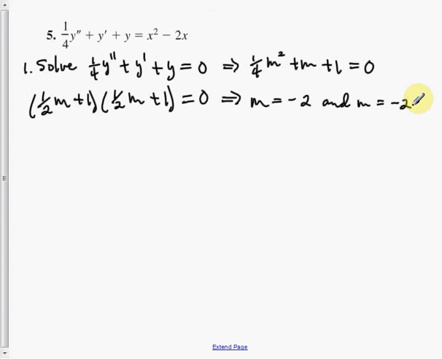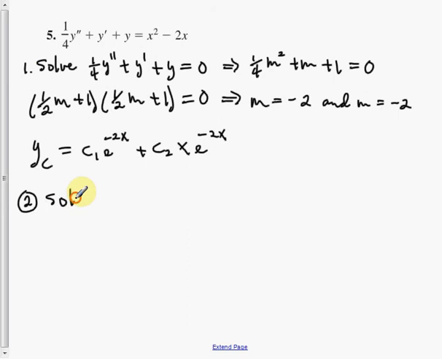Okay, so y sub c is equal to c sub 1 times e to the negative 2x plus c sub 2 times x times e to the negative 2x. So then the second part is we want to solve the non-homogeneous differential equation by using this so-called superposition approach. So step number 2, we solve 1 over 4 y double prime plus y prime plus y is equal to x squared minus 2x.